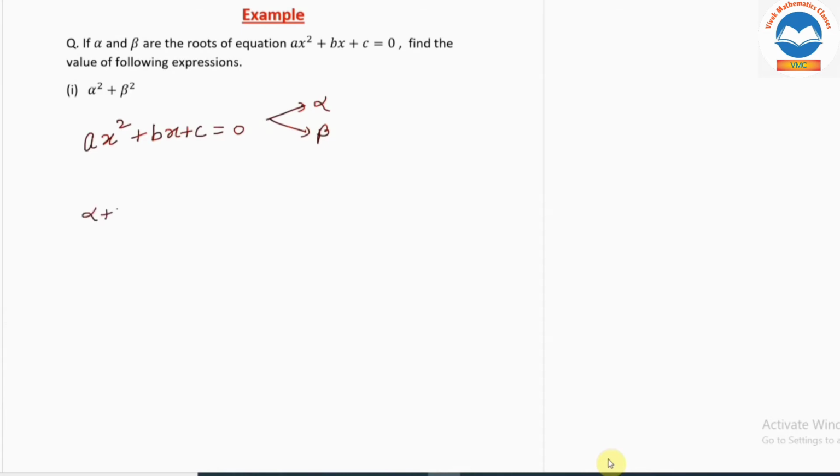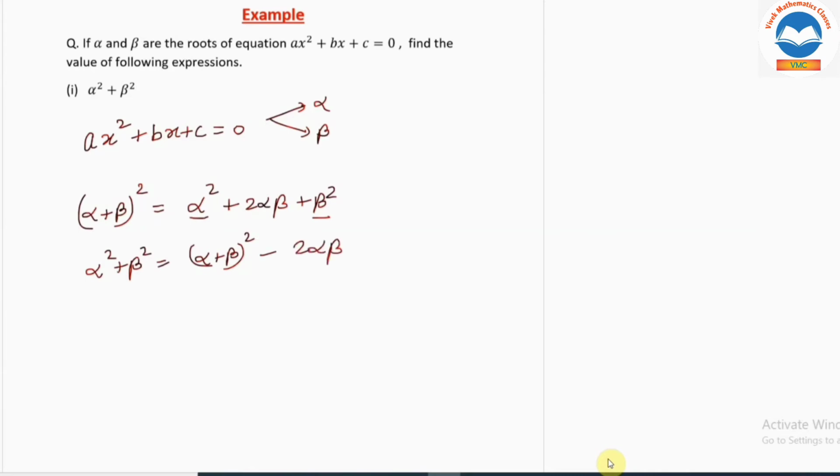We know one formula, alpha plus beta whole square. What is the formula for this? Alpha square plus 2 alpha beta plus beta square. Here we need to find alpha square plus beta square. The other thing we will bring to the other side. So we will get alpha square plus beta square as alpha plus beta the whole square minus 2 alpha beta. So we will substitute the values. What will be your alpha plus beta from here? Alpha plus beta will be minus b by a. And alpha into beta will be c by a. So we will substitute here. We get minus b by a the whole square minus 2 times c by a.